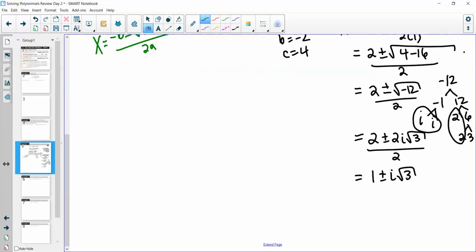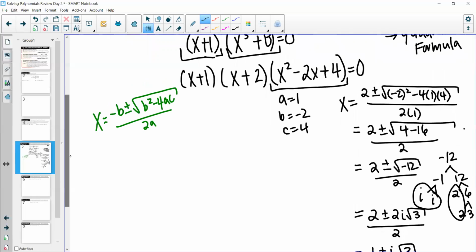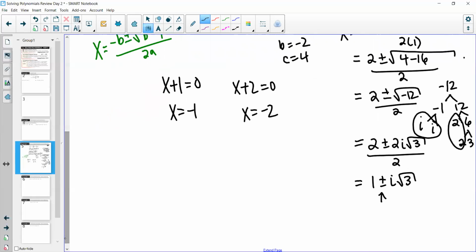i root 3. Now remember at the beginning of this video when we talked about how those imaginary solutions and those irrational solutions are going to come in pairs? That's what this plus or minus is referring to, our pair. So as we're finding our solutions here, we've got x plus 1 equals 0, so x equals negative 1. x plus 2 equals 0, so x equals negative 2. And then lastly, we have this x equals 1 plus or minus i root 3.